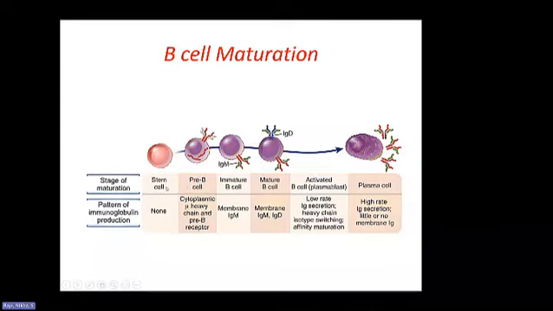So stem cell changes to pro B cell, not shown here, then becomes pre B cell. This is an important stage of maturation where mu heavy chain is expressed on the surface of the B cell along with the surrogate light chain. And the signaling has to go through that pre-B cell receptor for that B cell to survive longer so that it can undergo further maturation. So important step to remember.